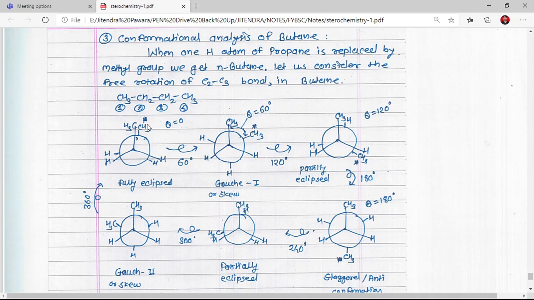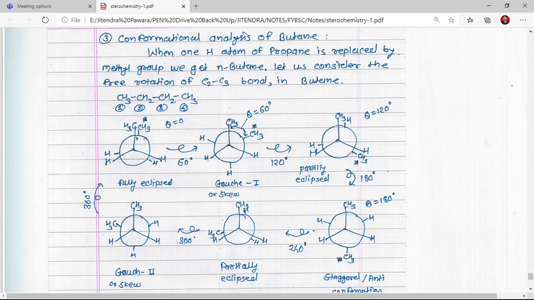Now when you rotate the third carbon by 60 degrees, this CH3 group will come here, this hydrogen will go here, and this hydrogen will come in between this CH3 and H. So we get the gauche or skew conformation, and this conformation is obtained at dihedral angle 60 and 300.